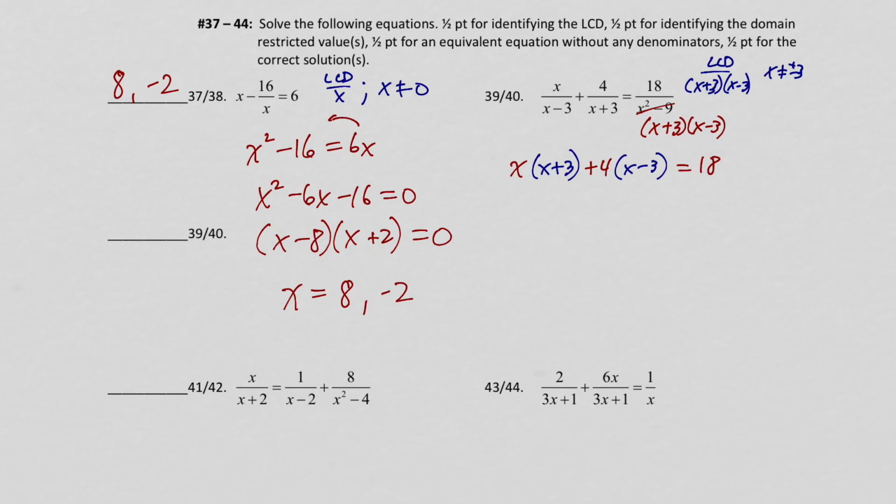So now I'll take this x and distribute it, and I'll get x squared plus 3x. I'll take the positive 4 and distribute that, and get plus 4x minus 12 equals 18. Combining like terms, we got 7x, and then bringing the 18 over, negative 12 minus 18 is negative 30. So now I'll factor.